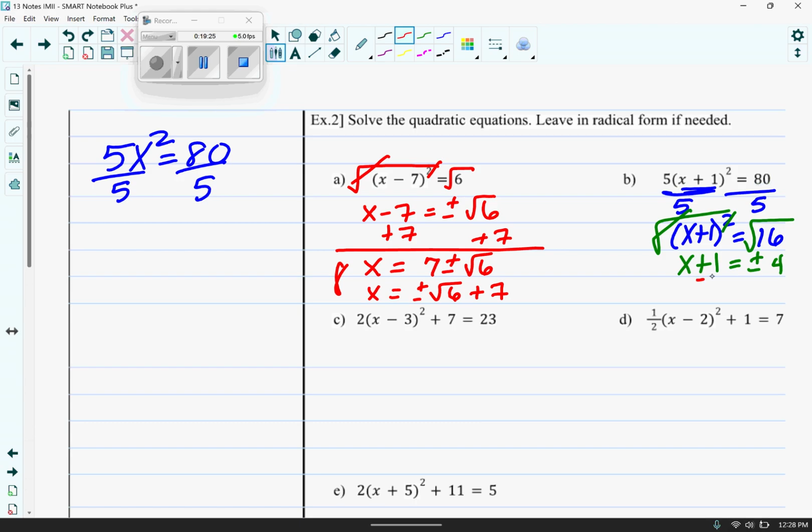And now we need to minus 1 from both sides. So now I'm going to have two problems right here. We're going to have x equals 4 minus 1, which is 3. And we're going to have x equals negative 4 minus 1, which is negative 5.